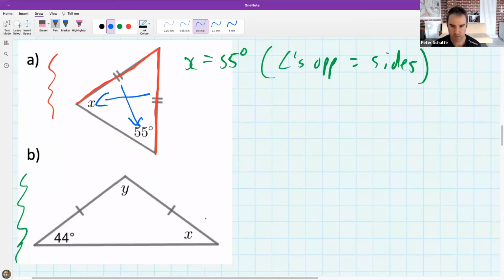Now for the next one, we need to get the same idea going. And you're right, X is 44 degrees because of that same idea. It's opposite and equal side. But now what's Y going to be?